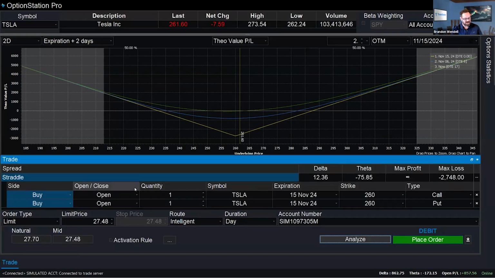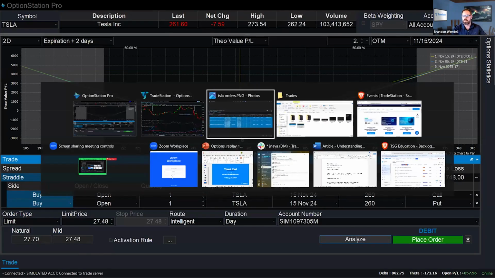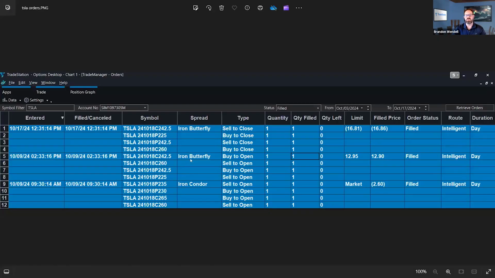So what I did with the Tesla was I decided to do what's called an iron butterfly. I did the iron butterfly instead of just a straddle because I bought a call and bought a put, and I also sold a call and sold a put to reduce the cost. Whenever you reduce your cost, you're reducing the amount of risk. Whenever you reduce your amount of risk, you also reduce your profit. Okay. Those go hand in hand. You can't have more profit without more risk and vice versa.